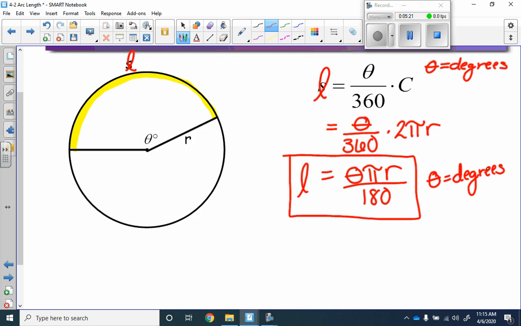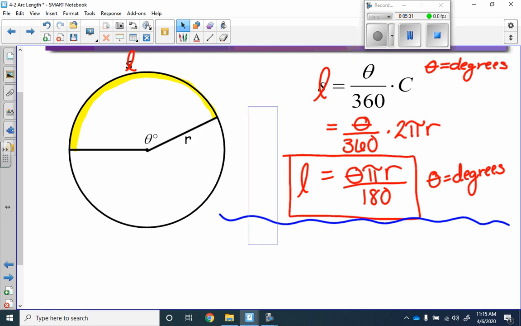Well, what about if theta was in radian measure? Okay, so let's see, I think I've got enough room here. I'm just going to go underneath. I'm going to shrink this down a little bit.